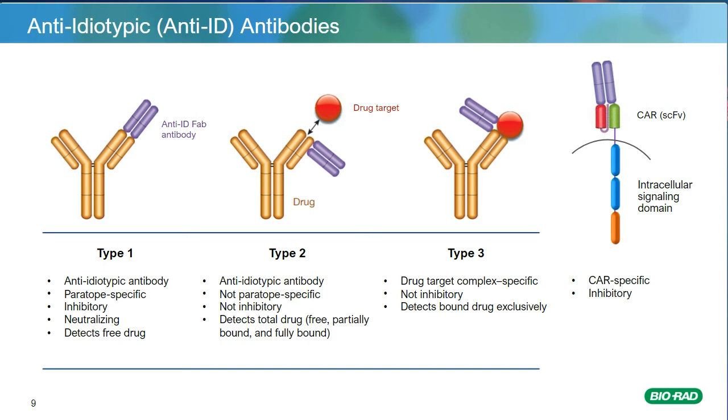All 3 types of anti-IDs can be used as tools for the measurement of drug molecules within clinical samples, and we routinely produce these for customers who are setting up pharmacokinetic studies for clinical monitoring requirements. In addition, type 1 anti-IDs act as essential positive controls in anti-drug antibody assays. In the case of CAR-Ts, we can make CAR-specific inhibitory antibodies using similar strategies to our anti-ID production.